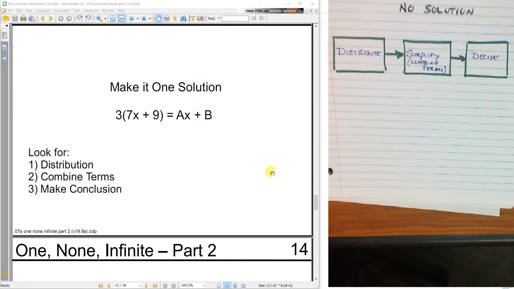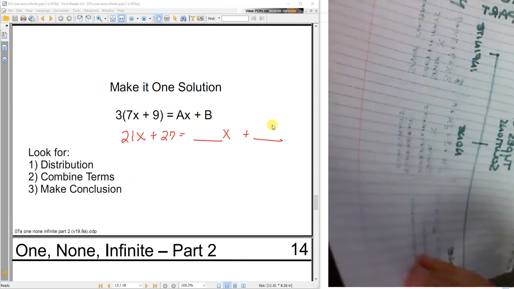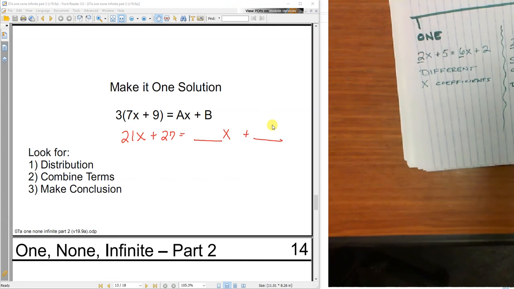All right. So in this one, we want to actually make it one solution. So I'm going to follow the idea here. Distribute, that's going to give me 21x plus 27 equals something x plus something. Make it one solution. Okay, let's go back on my notes. One solution.